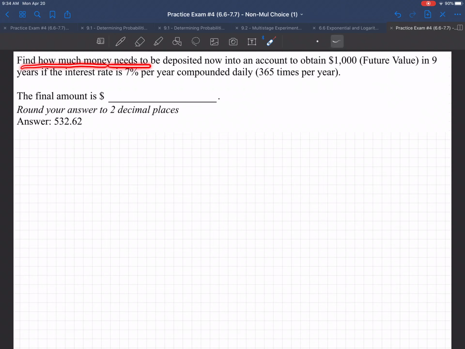Find how much money needs to be deposited now into an account to obtain $1,000, that's the future value, in 9 years. If the interest rate is 7% per year, compounded daily, 365 times a year. Okay, so this one is not continuous compounding. It's compounded daily. So we have two formulas.